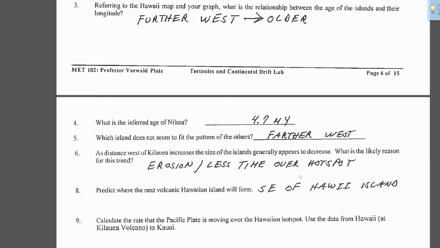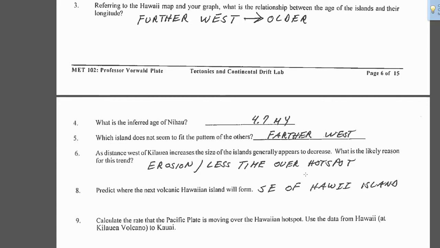As you move away from the Hawaiian island, where the hotspot is, a couple possibilities could have happened here. One, they spent less time over the hotspot, possibly, and also water is a great agent of erosion.